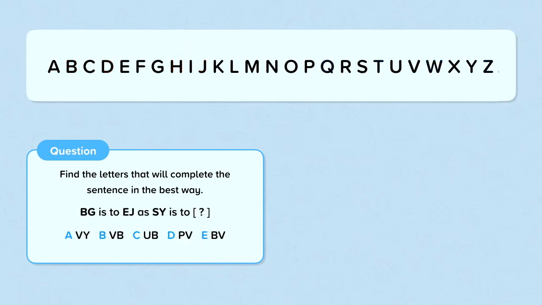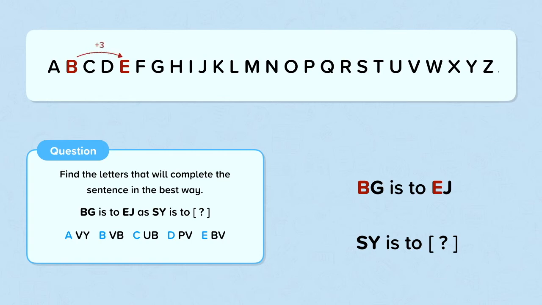Now let's have a look at these letters. In the first set, we've got BG and EJ, and in the second set, we've got SY and the missing pair. Let's start by finding the relationship between the letters in the first set, starting with the first letter of each pair, B and E. Again, we'll find these in the alphabet. To get from B to E, we need to move forward 3 letters. Or we can say +3.